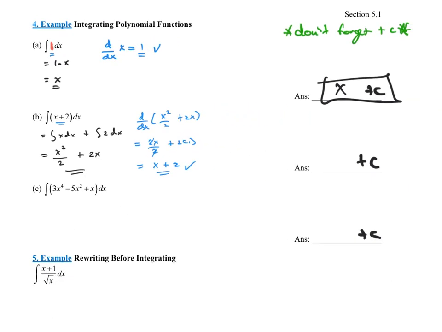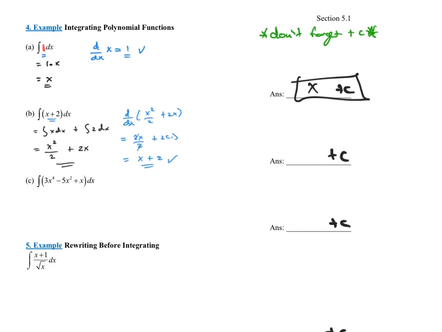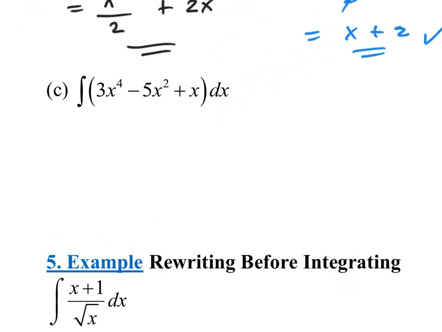What do we take the derivative of to get x plus 2? The answer is take the derivative of x squared over 2 plus 2x plus any constant, plus or minus any constant, and you would get x plus 2. Let's look at part C here. It says find the antiderivative of 3x to the fourth minus 5x squared plus x. In other words, what function do I take the derivative of to get this?